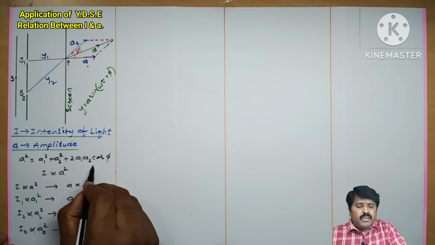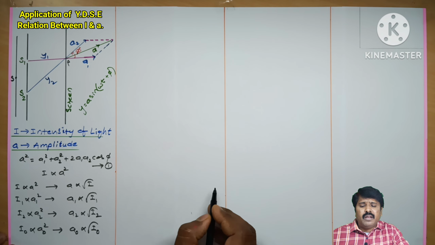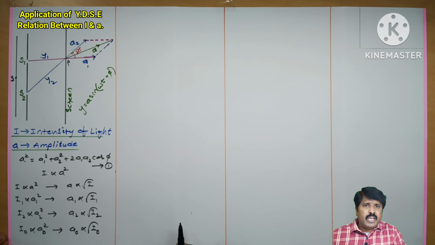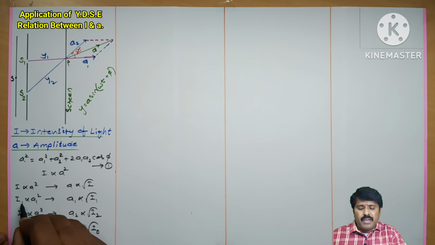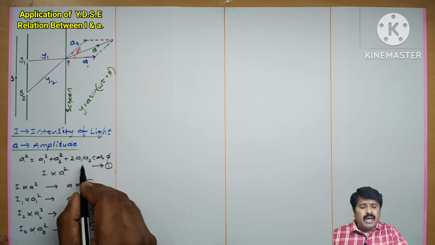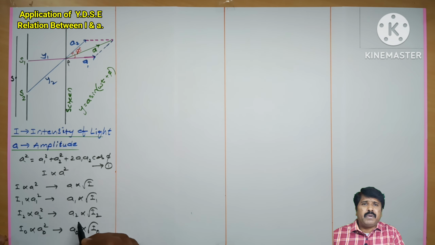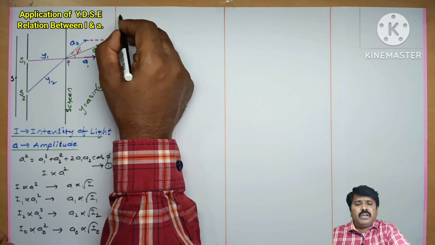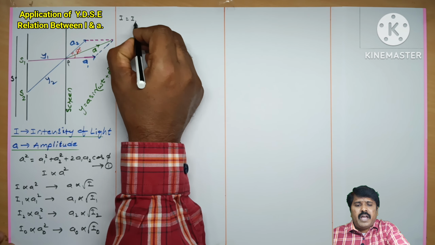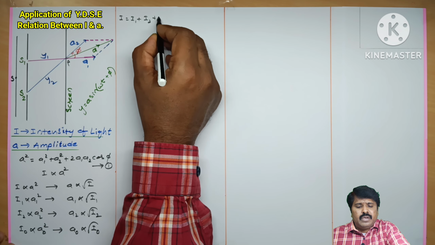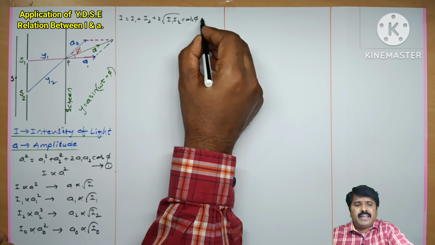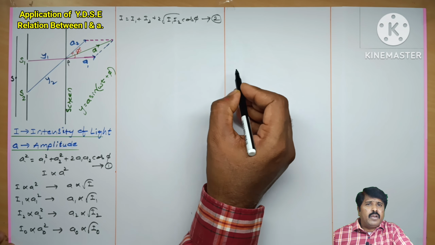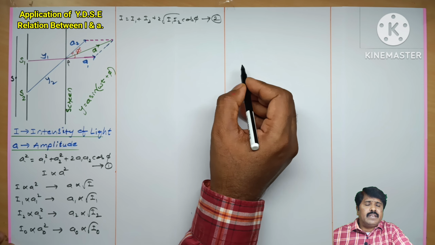So this equation I got is written as equation number 1, that is A square is equal to A1 square plus A2 square plus 2 A1 A2 cos phi. Here A square is I, A1 square is I1 and A2 square is I2, and the A1 A2 value we can also replace with respect to intensity. Now I is equal to I1 plus I2 plus 2 root over I1 I2 cos phi; I can write this as equation number 2. Now I got the equation with respect to intensity.